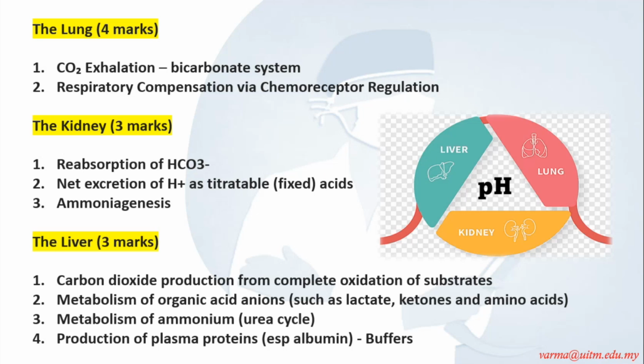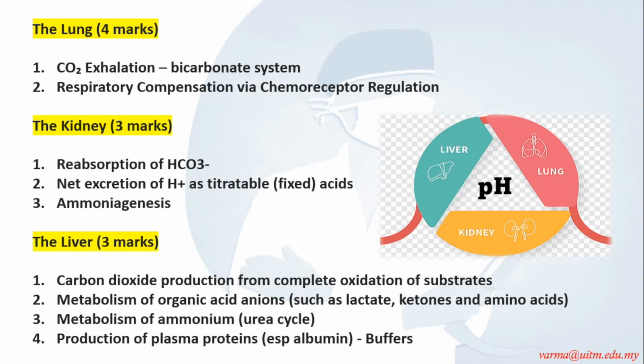So when you talk about lung, you're going to talk about the CO2 exhalation and the bicarbonate system we had talked about earlier. And how this respiratory compensation occurs in a pathology using chemoreceptor regulation. And kidney, we talked about the 3 processes: the reabsorption of bicarb, next excretion of hydrogen ion as titratable acids, and ammonogenesis. And liver, they have 4 important roles.